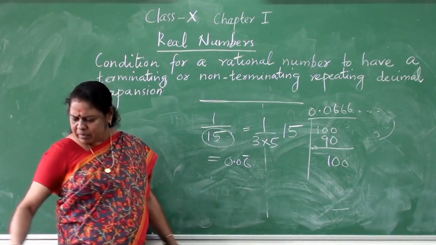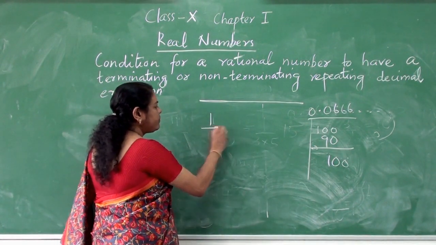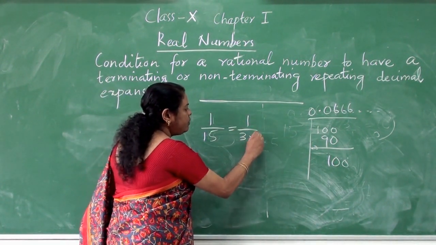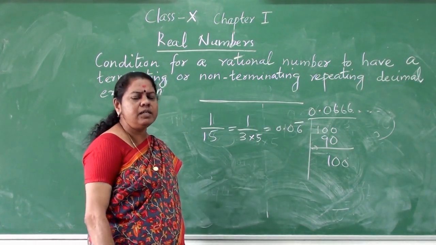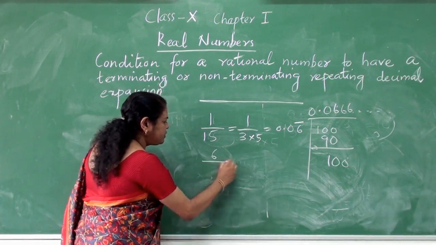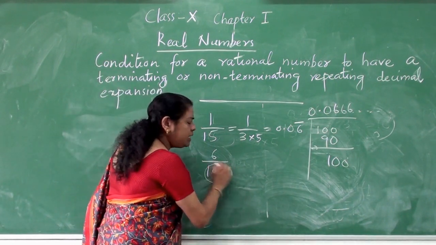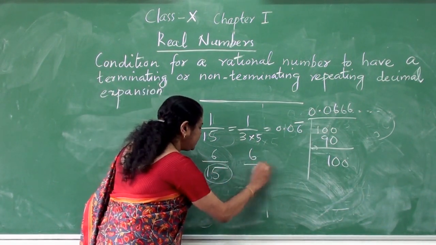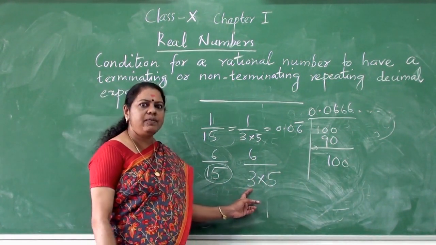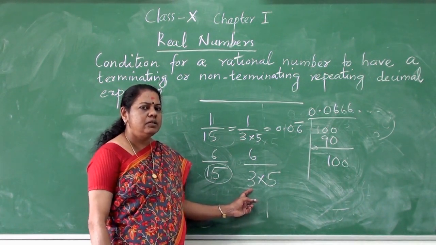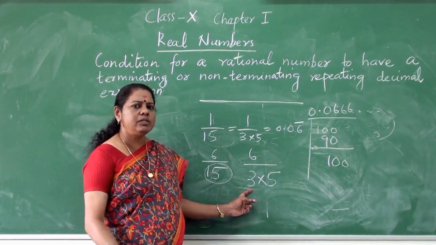Now see another example. Let me ask you a question. 1 by 15, which is 1 by 3 into 5, we have seen has a non-terminating repeating decimal expansion. Now consider the number 6 by 15. What we have to do? If we consider the prime factors of the denominator, 15 equals 3 into 5. Here it has a factor 3 other than 2's and 5's. So what about the decimal expansion? Can we say it is non-terminating or terminating?